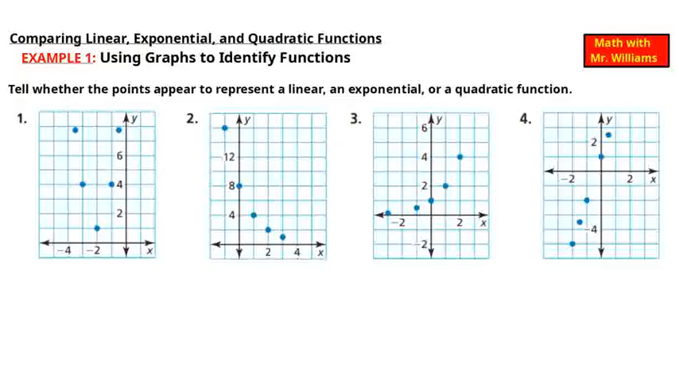Comparing linear, exponential, and quadratic functions. Math of Mr. Williams. Example 1. Using graphs to identify functions. Tell whether the points appear to represent a linear, an exponential, or a quadratic function. So let's take a look at number 1.